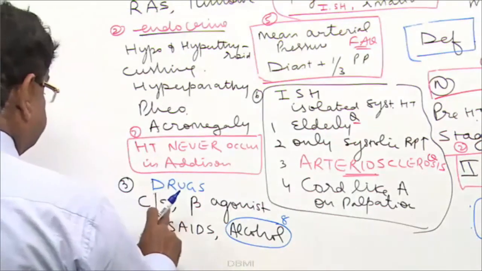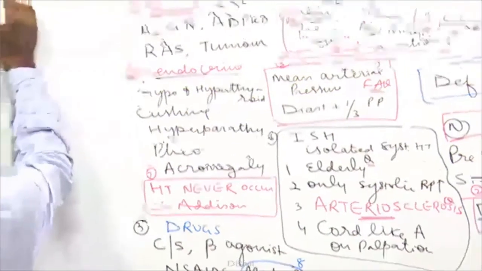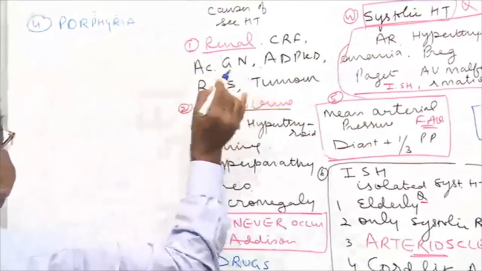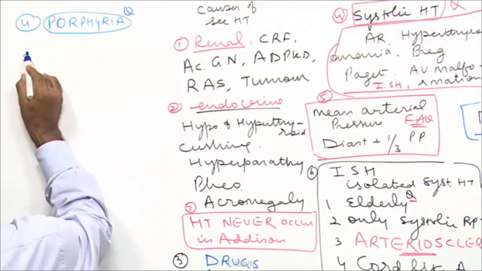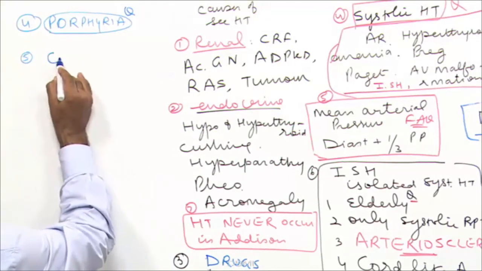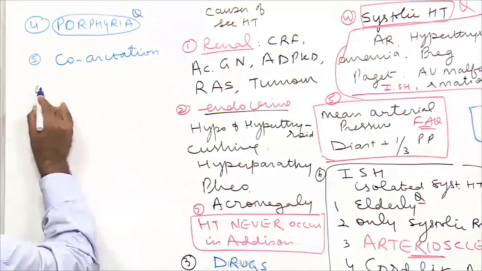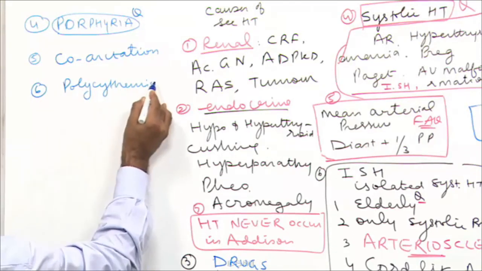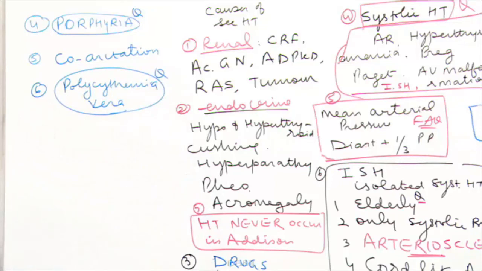We still continue with the other things which can lead to hypertension, like porphyria. This question came in last year's DNB exam, a frequently asked question. Porphyria, then coarctation of aorta. All of you know this, coarctation of aorta. Then polycythemia vera, a very, very important MCQ. Polycythemia vera can lead to hypertension.